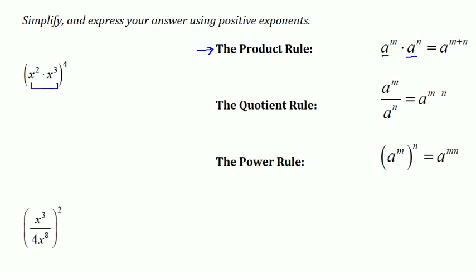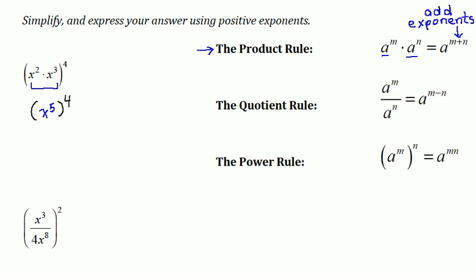This has a product of two expressions with the same base and tells us that we want to add the exponents in order to combine the two expressions. So here we're going to add the exponents to get x to the power 5 and then go on to the power 4 that is outside the parentheses.